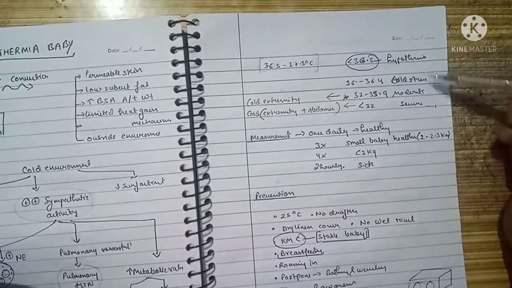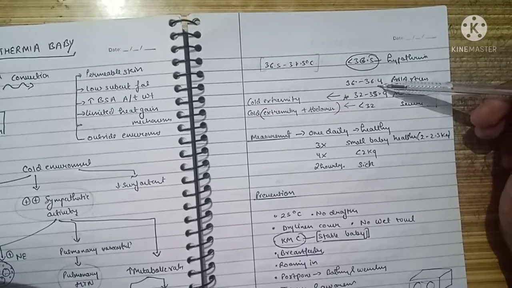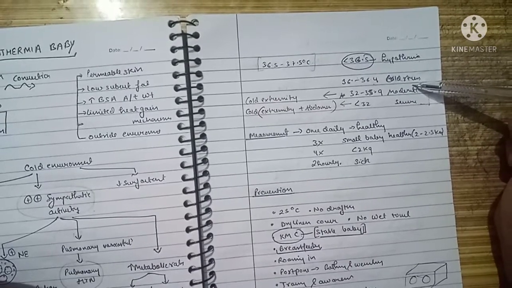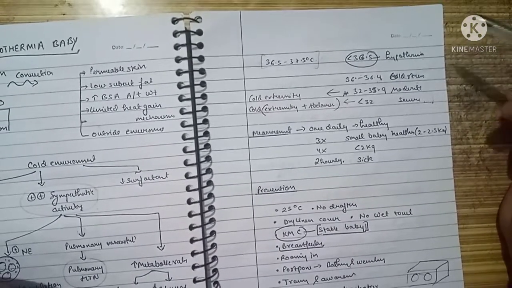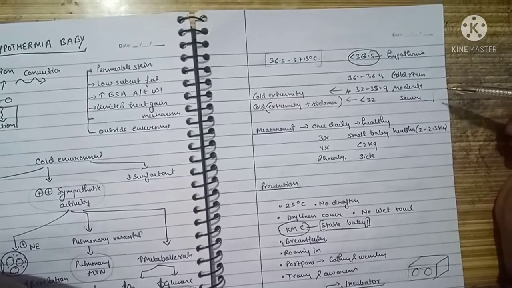Now we have three stages. If the temperature is between 36 to 36.4, the condition is cold stress. This is not given the name of mild, so there is no mild hypothermia in the case of neonates, as we studied hypothermia in adults.